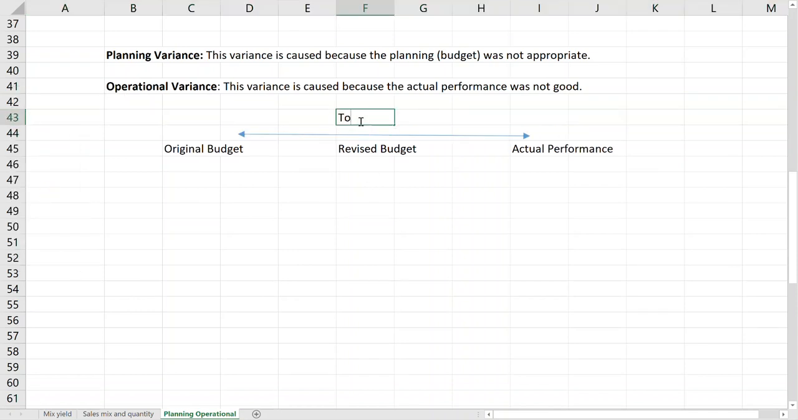Okay, total variance. And then when we look at these two, this is planning variance. And when we look at these two, it is operational variance. Does it make sense? Let's see.